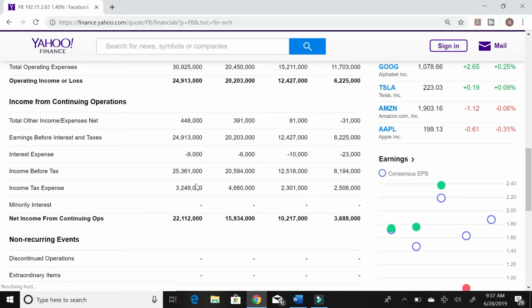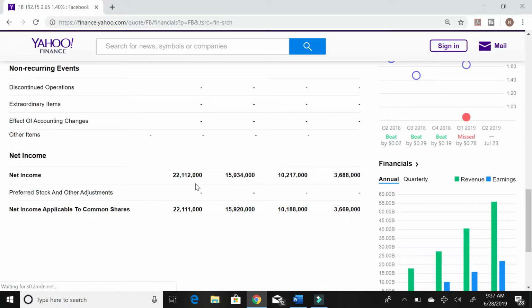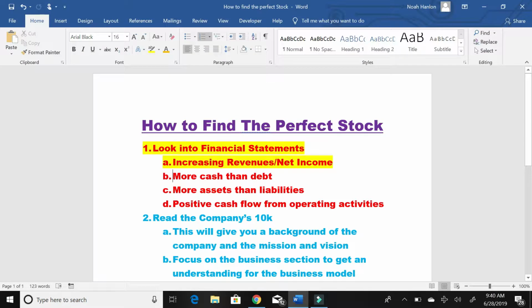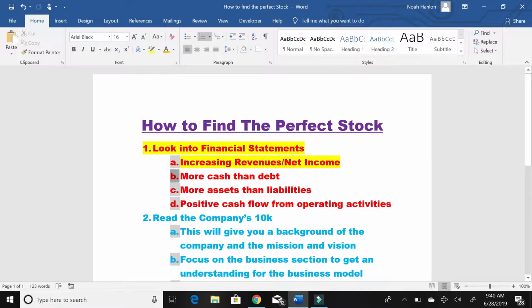And then if you scroll down on their income statement, you can see that their net income also increased every single year substantially since 2015. The next thing that you're going to want to do is look at their balance sheet, and you're going to want to see if the company has more cash than they have debt, and if they have more assets than they have liabilities.